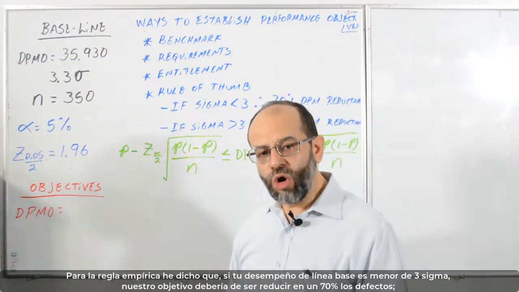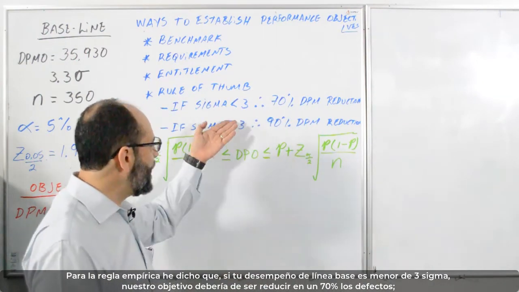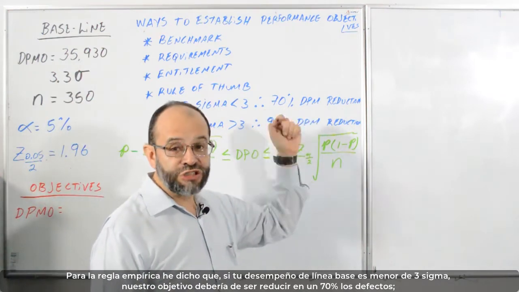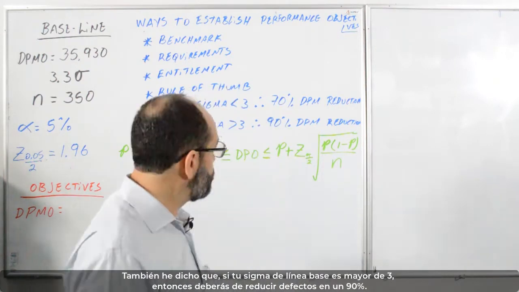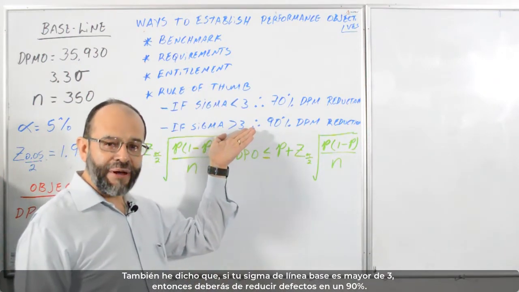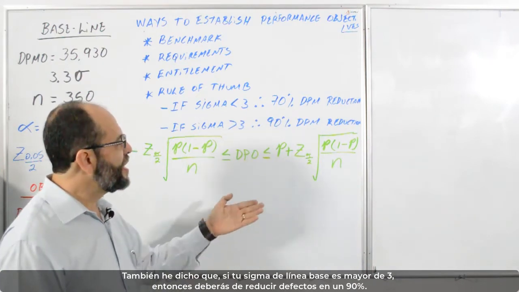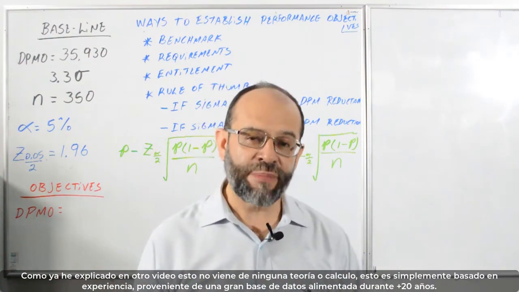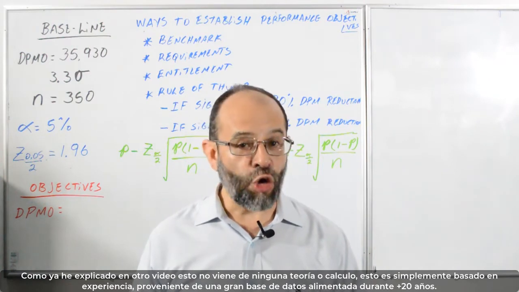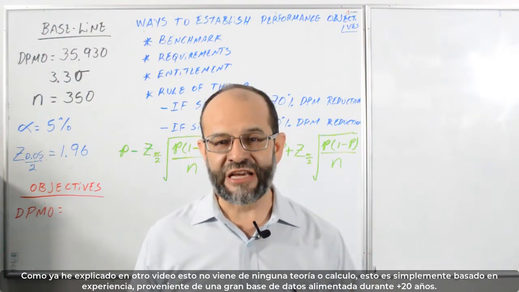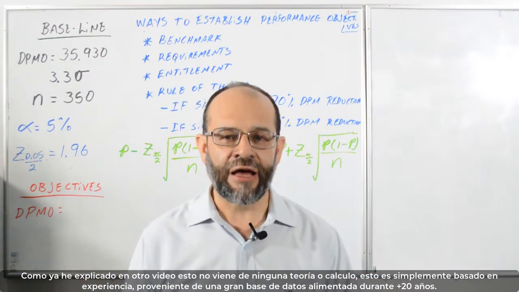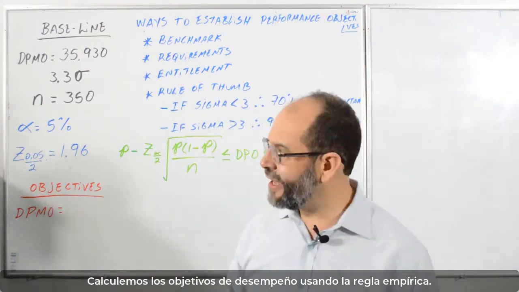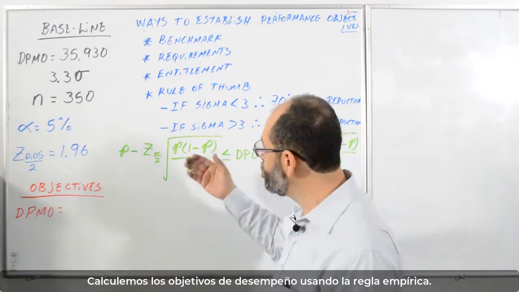And rule of thumb. Also, what I have said is that if your baseline performance is smaller than 3 sigma, our objective should be to reduce defects by 70%. And also, if your sigma baseline is greater than 3 sigma, then you have to reduce defects by 90%. As I have explained in another video, this is not coming from any theorem or any calculation, but this is just experience from a big database in 20 years of experience. So, taking this, let's calculate our performance objectives using the rule of thumb.